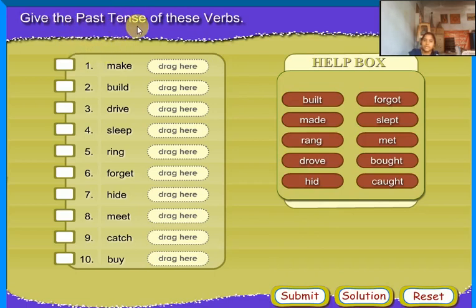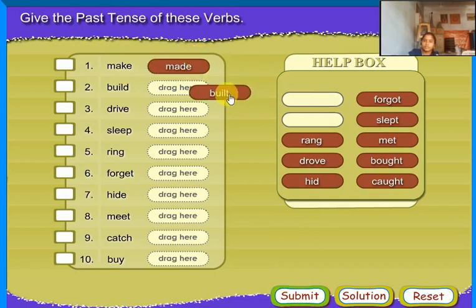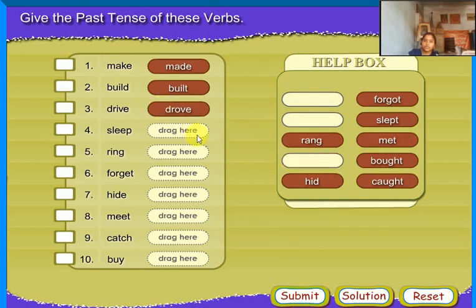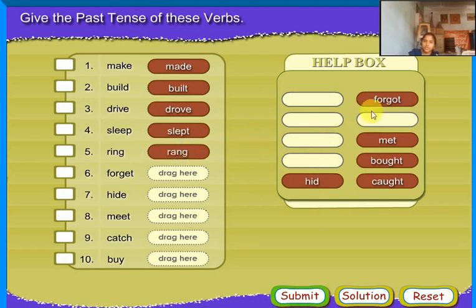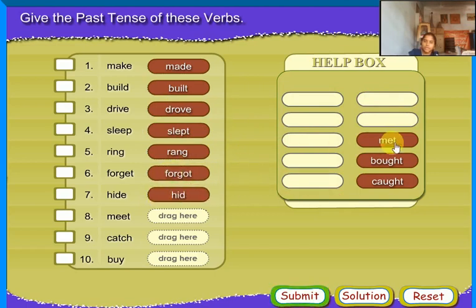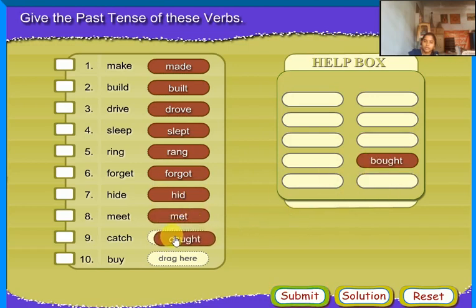Give the past tense of these verbs. Make, made, build, built, drive, drove, sleep, slept, ring, rang, forget, forgot, hide, hid, meet, met, catch, caught, buy, bought.